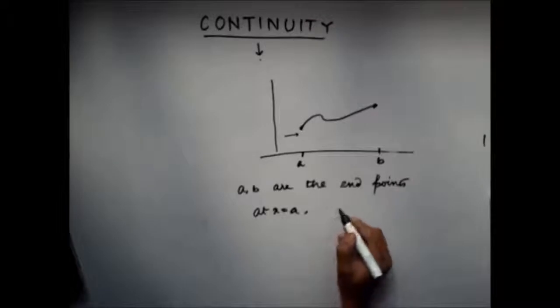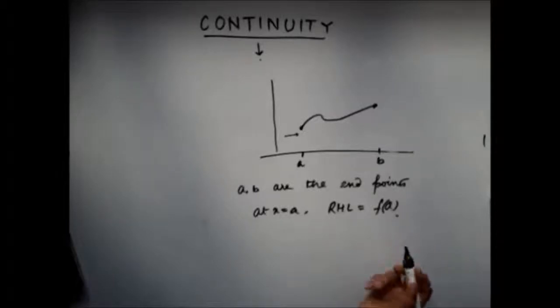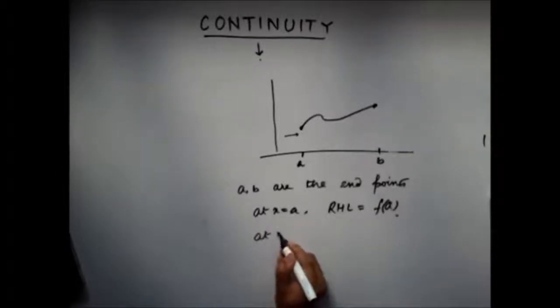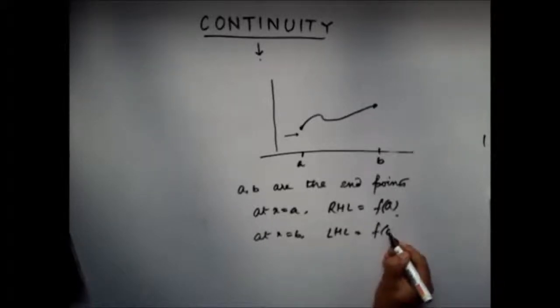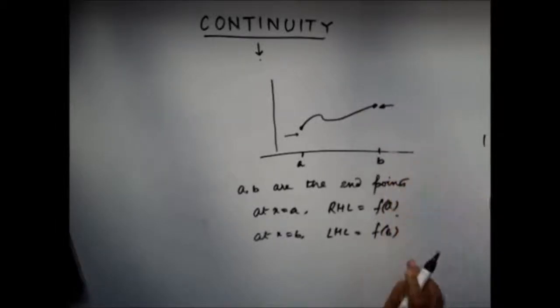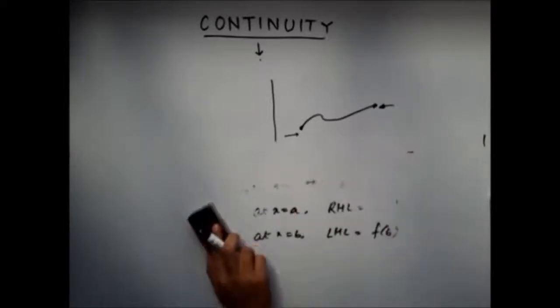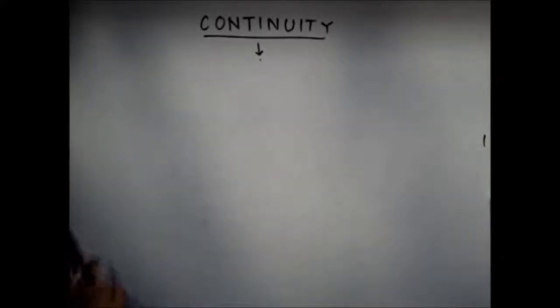So to check for continuity at the endpoint x equals a, what you need to prove is that the right hand limit is equal to the functional value f of a. Similarly at x equals b, to check for continuity of a function, you need to prove that the left hand limit is equal to f of b, because there is nothing like a right hand limit at x equals b. Okay.